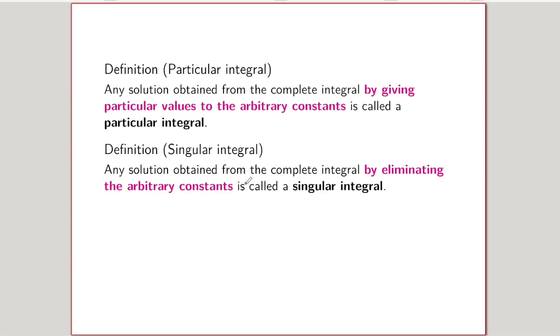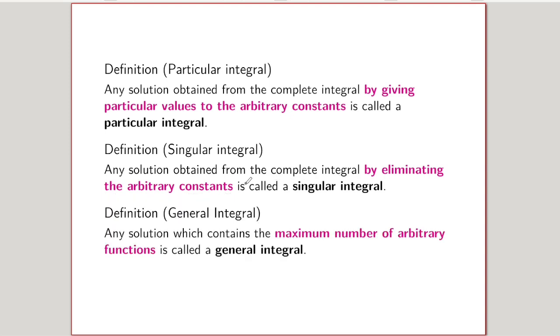Next one, singular integral. Singular integral is also obtained from the complete integral. However, we have to eliminate the arbitrary constants. So the solution obtained from the complete integral after eliminating the arbitrary constants is called the singular integral. And the last one, a very important one, is the general integral. Any solution which contains the maximum number of arbitrary functions as possible is called the general integral. So we have to be careful. Always, the complete integral is associated with arbitrary constants, and the general integral is associated with arbitrary functions.